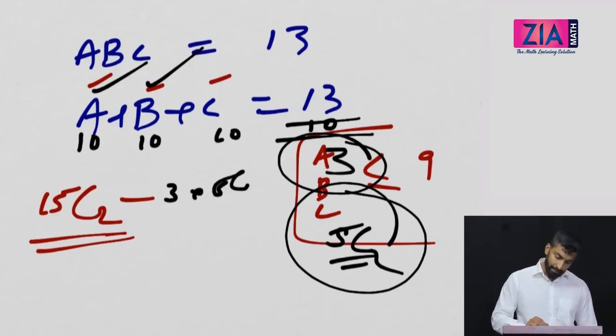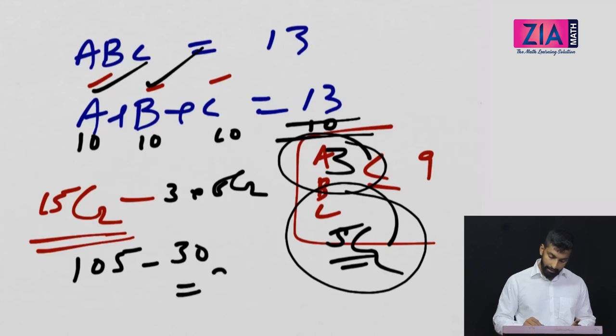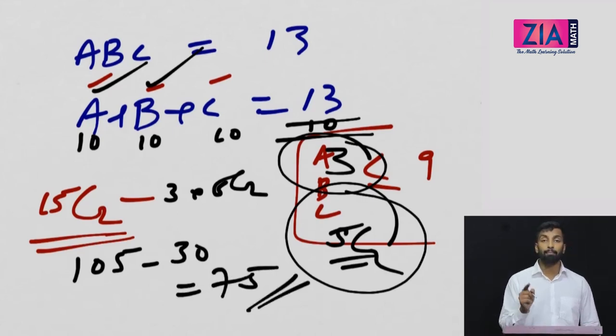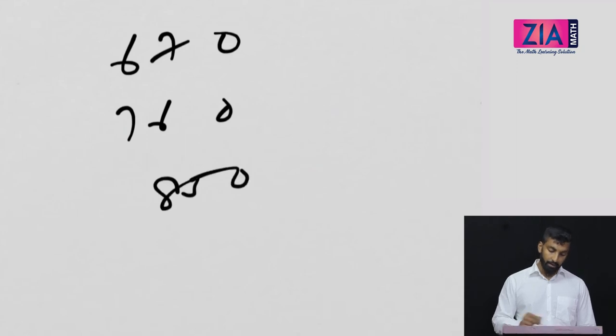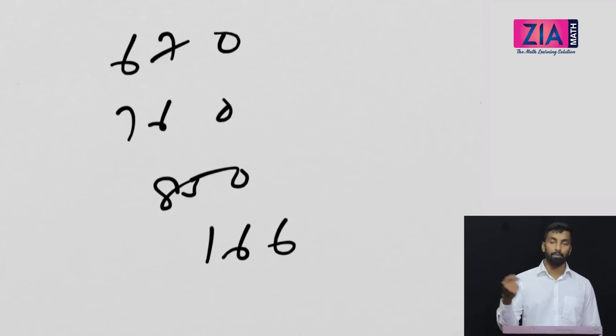So 3 into 5C2. Now 5C2 is nothing but 5 into 4 divided by 2, that is 10, right? So this is 105 minus 30, you will get it as 75. So how many 3-digit numbers are there with sum of digits 13? 75. What are they? I don't want to know. 670 is one number, 760 is another number, 850 is another number, 166 is another number. Not required, 75 such numbers are there, right?